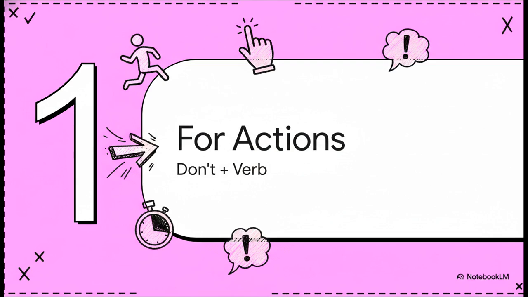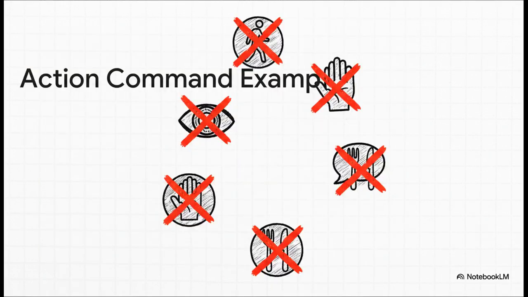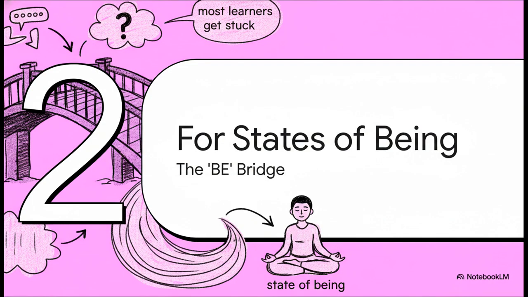Okay, so let's start with the easy stuff, the most common way you're going to use "don't" when you're talking about an action. So if you want to stop a physical action, like running or talking or eating, the formula is so simple. It's just "don't" plus the basic form of the verb. That's it. And you can feel the rhythm, right? It's quick, it's direct. Don't go, don't look, don't touch, don't talk, don't run, don't eat. It's just a clean, super effective way to give a command. And just like that, you've already mastered the first half of this whole strategy.